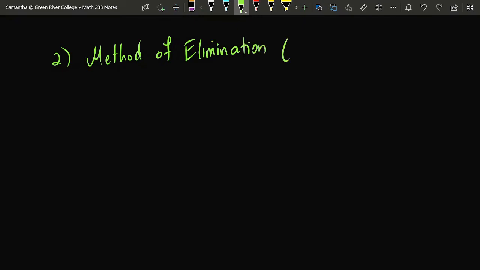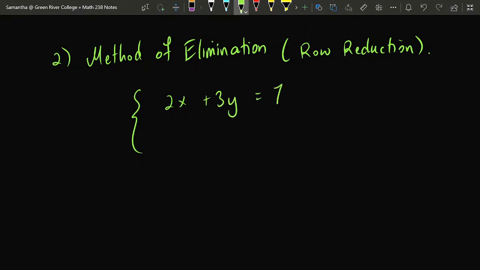The second method that can be used to solve a system of linear equations is called the method of elimination. If you've taken linear algebra, this is the algebraic method which is closest to the method of row reduction that you learned in linear algebra when working with matrix representations of systems. In method of elimination, your goal is to manipulate this system of equations to get two opposite terms, which would cancel out if you added the terms together.